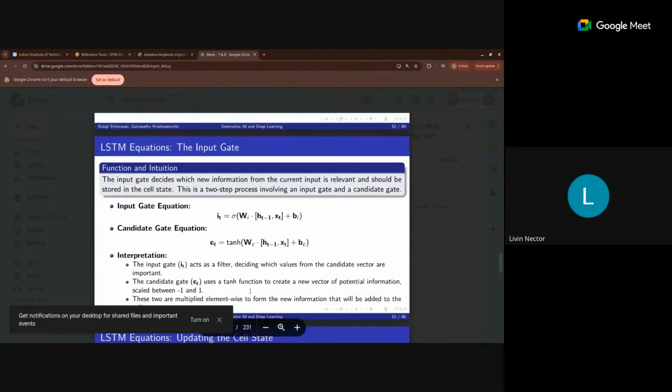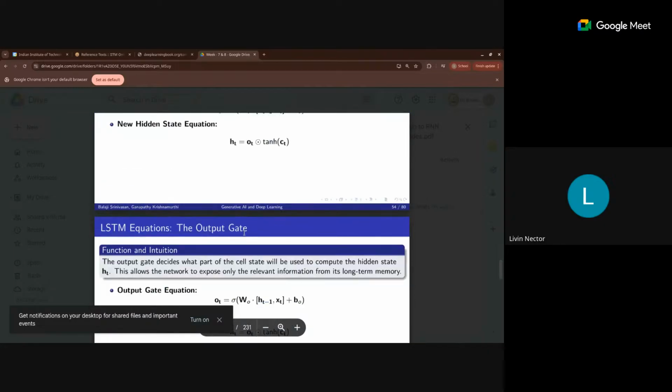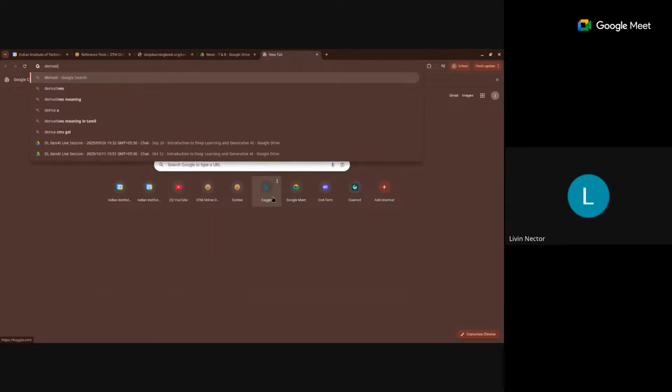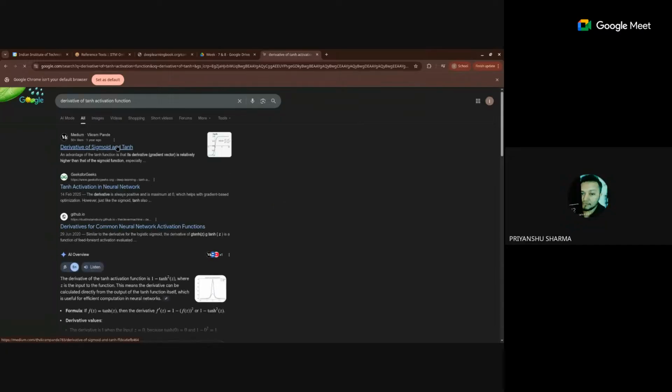So the last equation, what is this final equation? Yes. In this final equation, you have a multiplication with this tanh of c, right? So what will be the output from this one? Between minus 1 and 1, right? So that kind of keeps the gradients. So what is the derivative of the tanh function? It is 1 minus secant squared, something like that. 1 minus tanh square. Tanh square.